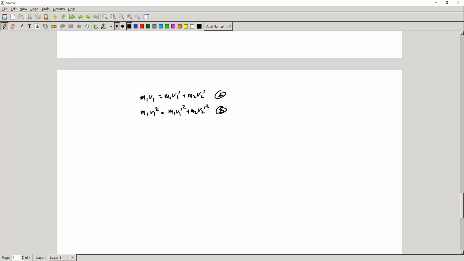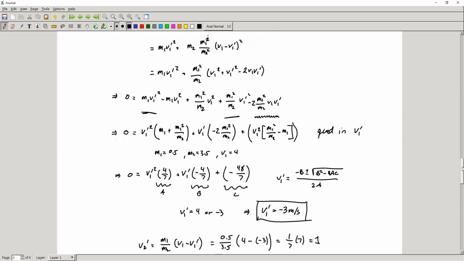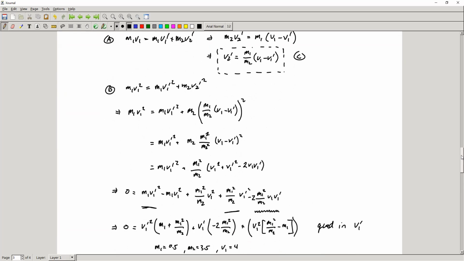Could we have solved this differently? Last time, what did we do? We chose to isolate V2 prime, right?